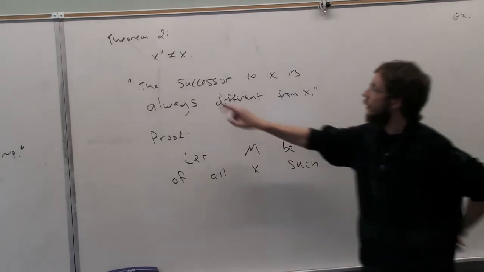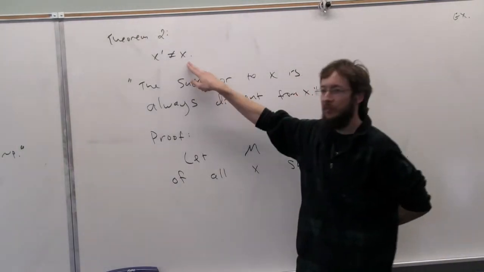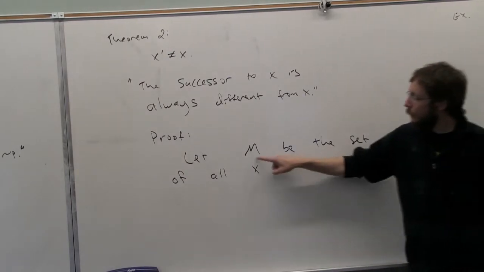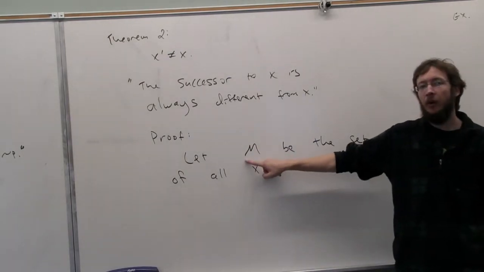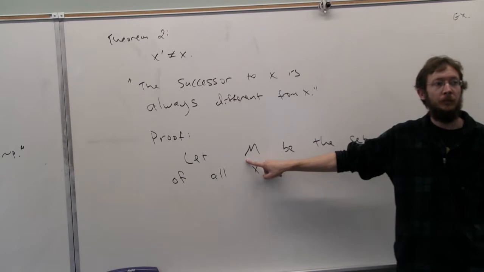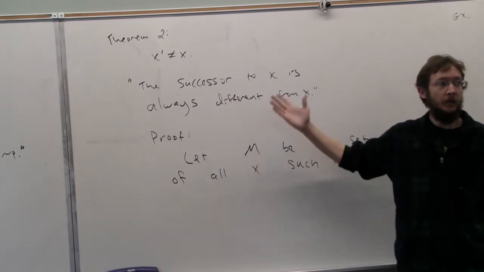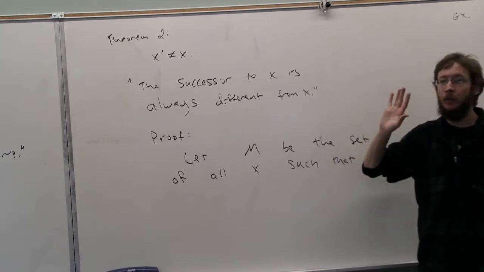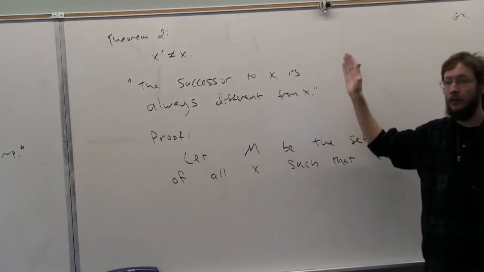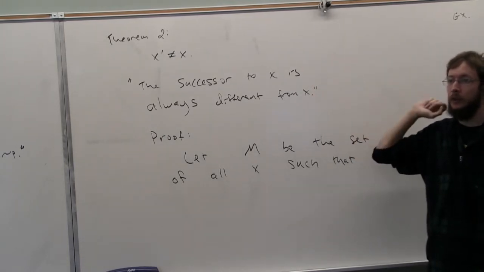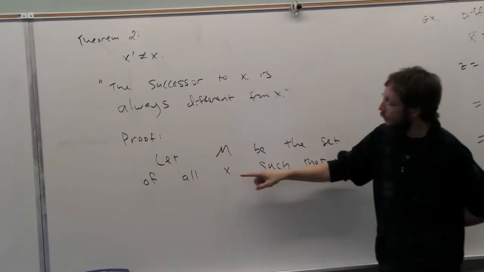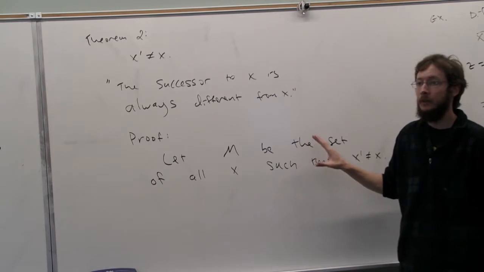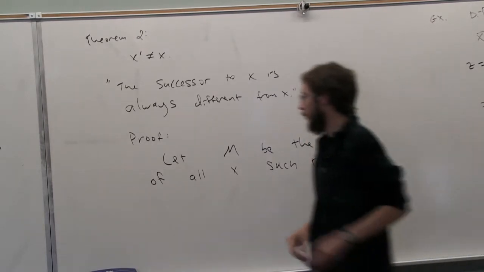So we want to prove that the successor to every number is different from itself, right? And what we're going to do is let M be the set of all numbers for which that's true. Now, technically at this point, for all we know, M could be empty, right? We don't even know if there's necessarily going to be numbers where the successor differs from the original. So what we're going to do then is first establish existence, that there's at least one number in M, okay?